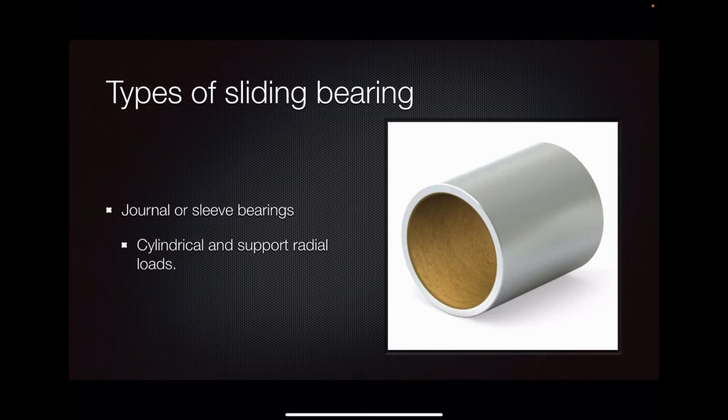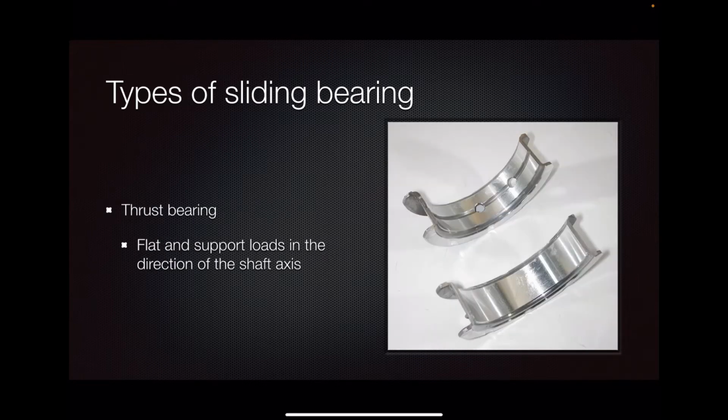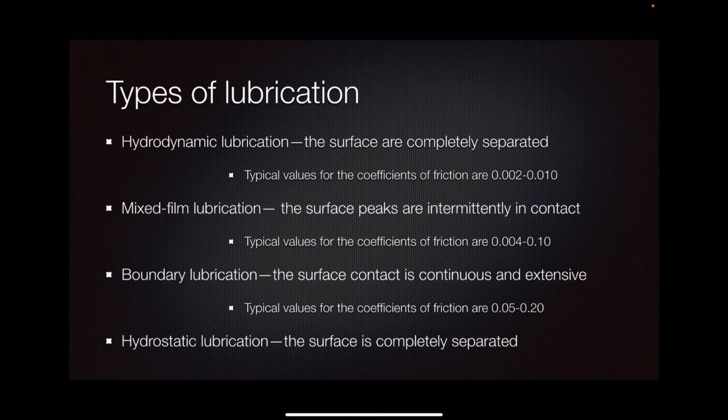So this is a journal or sleeve bearing. It is cylindrical and supports radial loads. And this one is thrust bearing. It is flat and supports loads in the direction of the shaft axis. For the types of lubrication, it is usually classified according to the degree it separates the sliding surfaces.